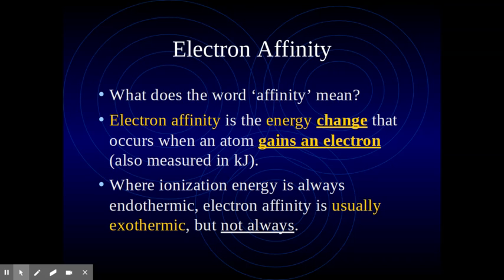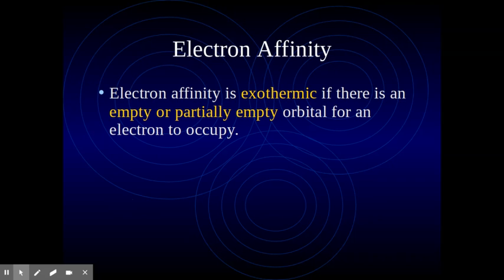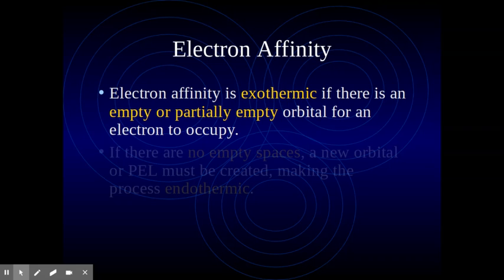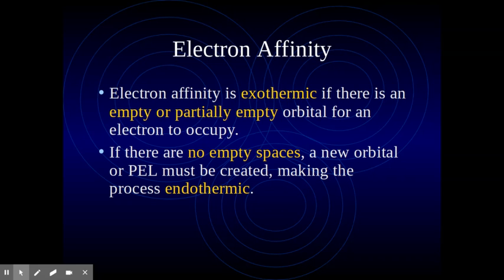So it's not always the case. We'll talk about the exceptions here. So electron affinity is exothermic if there is an empty or partially empty orbital for an electron to occupy. But if there's no empty space, then the orbital is going to have to create another energy level. That's going to take energy to do it.